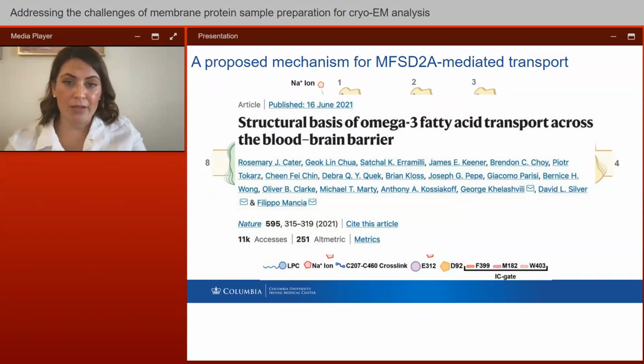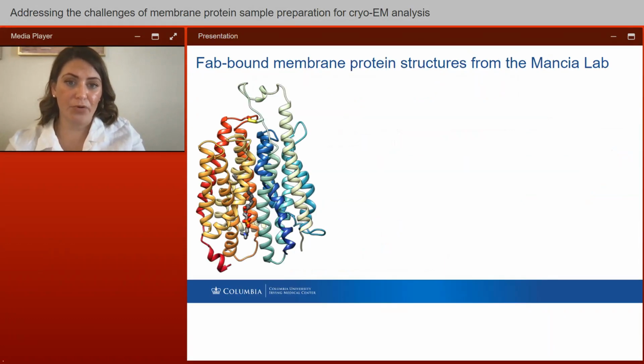What's also really nice is that since we put out this structure, there are now a number of other MFSD2A structures that have come out subsequently, all cryo-EM structures, all ones that use either antibody binding technology, nanobody binding technology, or other extramembrane binding partners binding to this transporter that have allowed for this cryo-EM structure determination. And it's taught us a lot about how this transporter mediates uptake of lysolipids across this lipid bilayer.